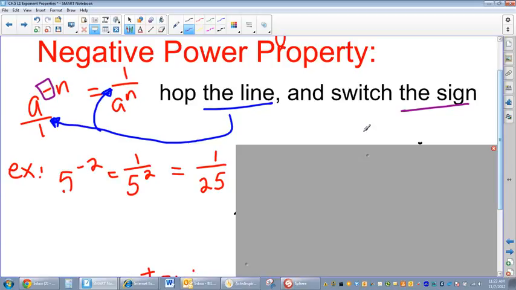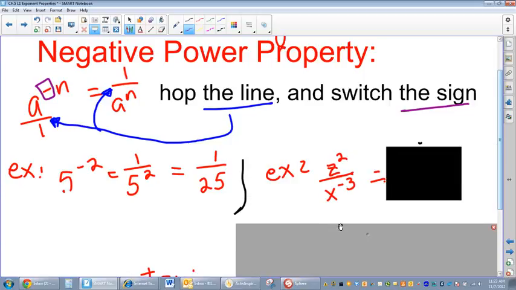All right, so we got another example here. That says z squared divided by x to the negative 3. I would caution you on this one. The only thing you move is whatever is attached to the negative exponent. That's the only thing that gets moved.